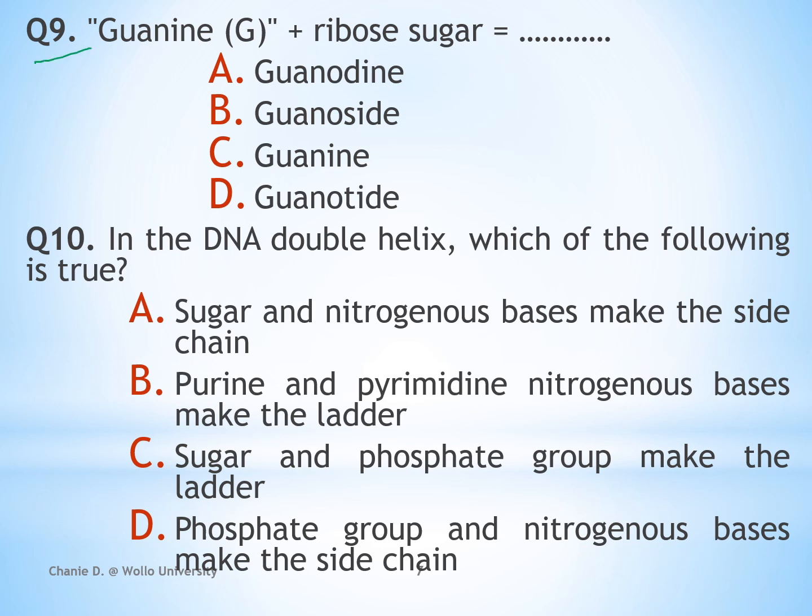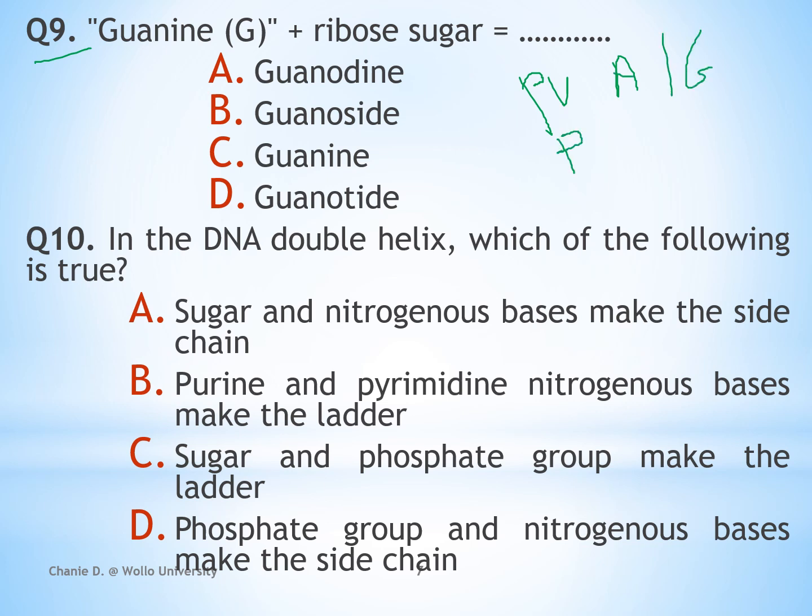Question number 9. Guanine plus ribose sugar is what? Here, a nitrogenous base with ribose sugar is a nucleoside. A nucleoside is a monomer for nucleotide. A nucleoside plus phosphate is a nucleotide. Two or more nucleotides together form a nucleic acid. There are two naming systems for such nucleosides. We have to add the suffix -sine for purine nitrogenous bases. Purine nitrogenous bases include adenine and guanine.